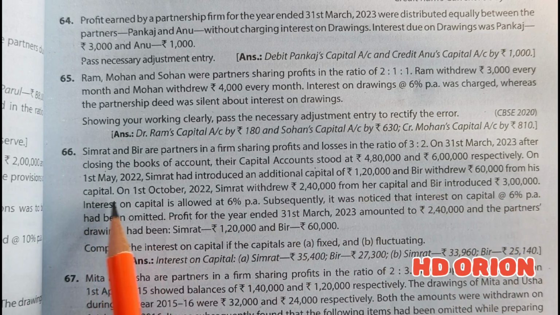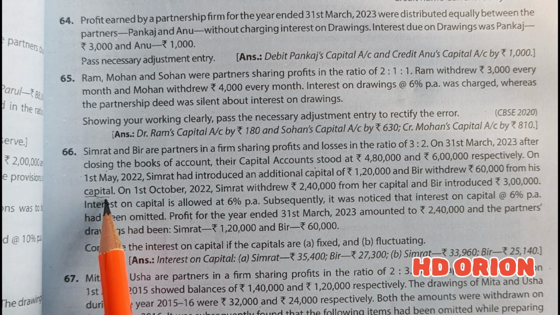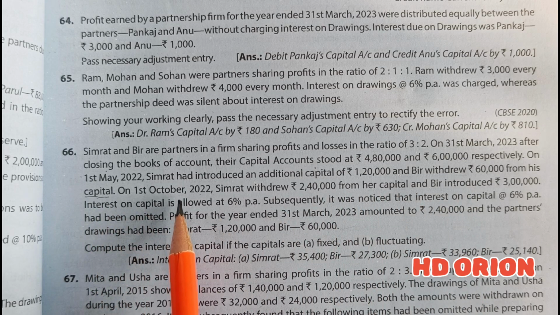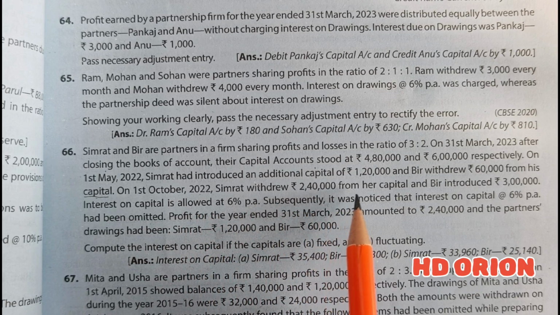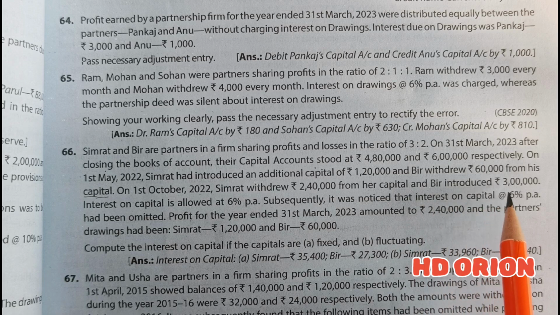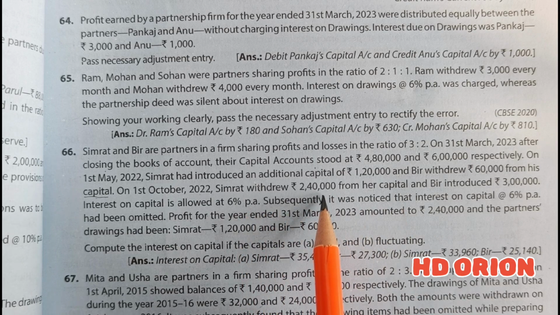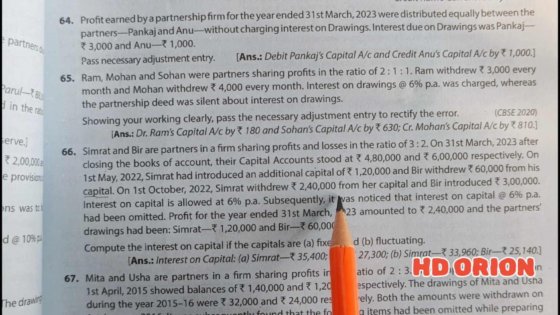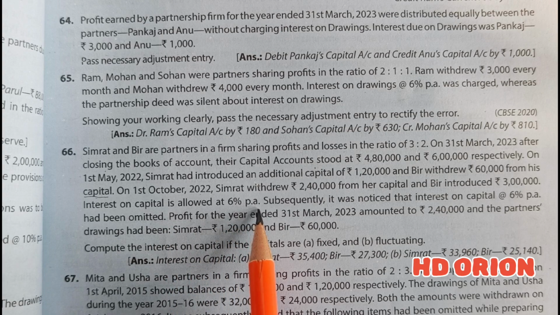On 1st May 2022, Simrat had introduced an additional capital of rupees 1,20,000 and Beer withdrew rupees 60,000 from his capital. Now these are drawings, and drawings are out of capital. On 1st October 2022, Simrat withdrew rupees 2,40,000 from her capital and Beer introduced rupees 3 lakh. So here also there is additional capital and there is drawings. Interest on capital is allowed at the rate of 6% per annum.